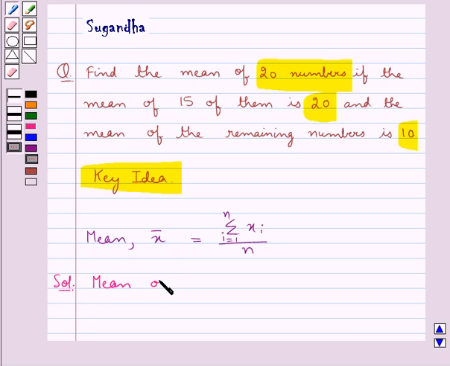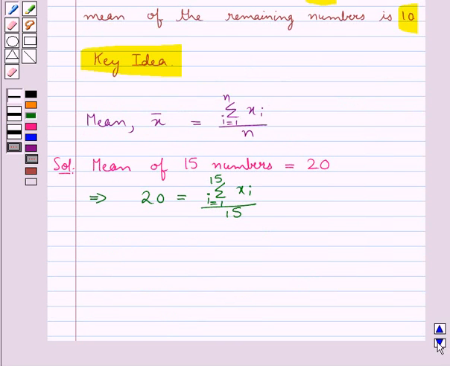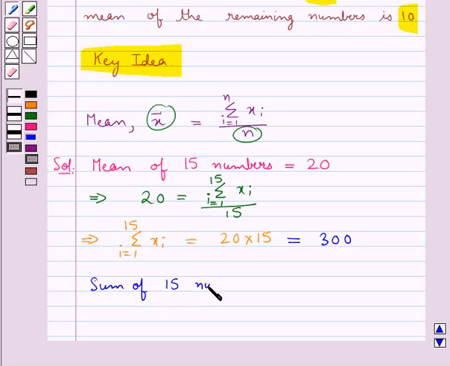In the question we are given that the mean of 15 numbers is equal to 20. So this means that 20 is equal to the summation of xi, i goes from 1 to 15, upon 15. That is, we have substituted the values for x bar and n in the formula for the mean. So this gives us the summation of xi, i goes from 1 to 15, is equal to 20 into 15, and this is equal to 300.